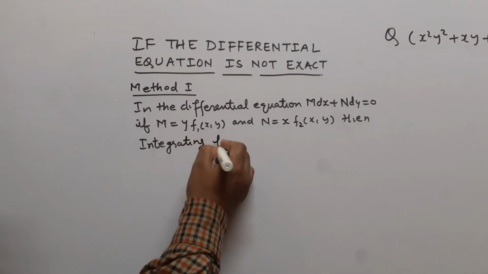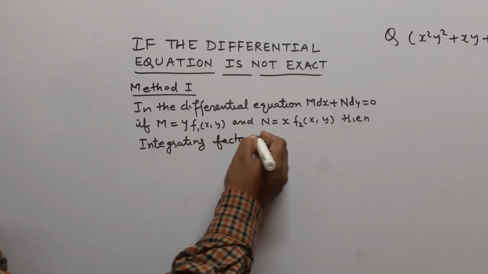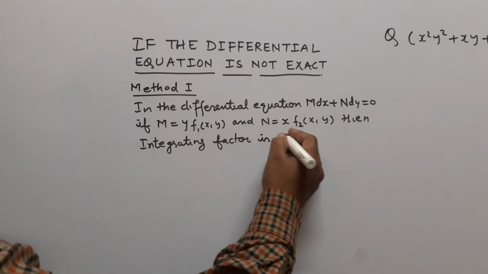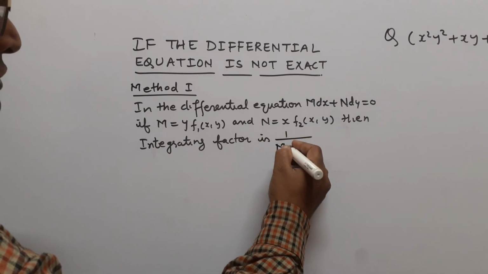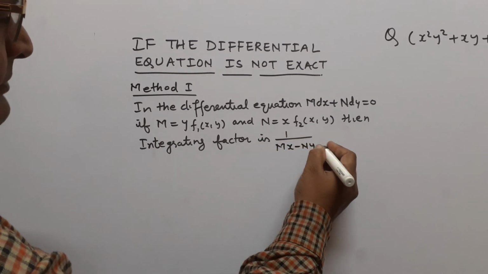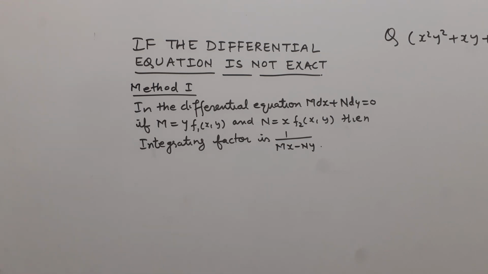is 1 upon Mx minus Ny. Here M dx plus N dy is equal to 0. This is the first order first degree differential equation. If in this differential equation del M by del y is not equal to del N by del x, then this differential equation is not exact.